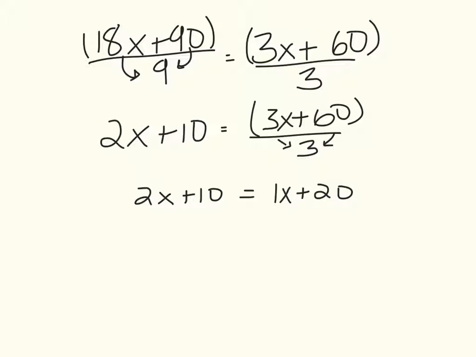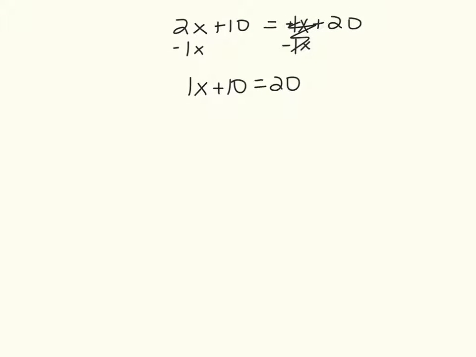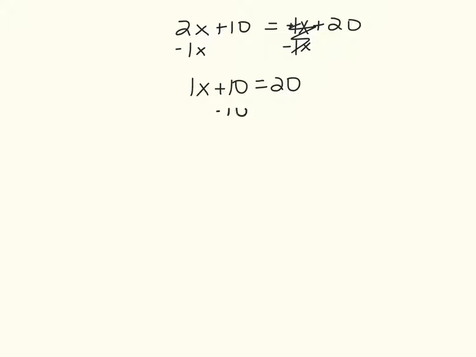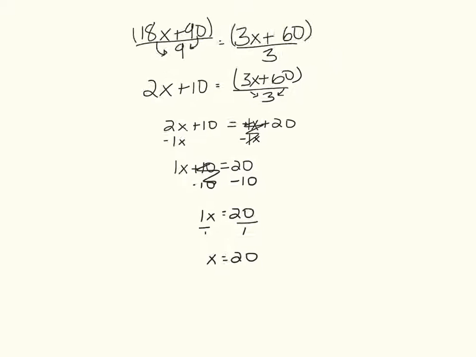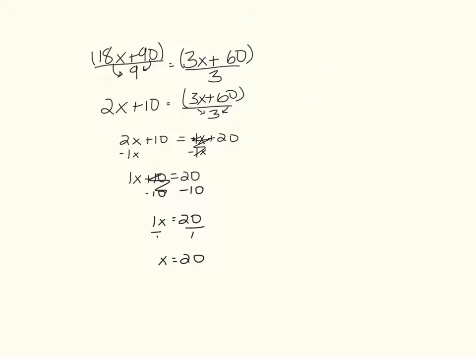Let's see, the opposite of 1x. Well, that's a positive 1x. So the opposite of positive 1x is minus 1x. Goes away. 2x minus 1x leaves me with 1x plus 10 equals 20. Scroll on down. Let's see, the opposite of plus 10 is minus 10 on both sides. 1x equals 20. I don't really need that 1 there, but if you want to divide by 1 at the very end, you absolutely can. It's not going to change anything. So that's my answer. x equals 20.